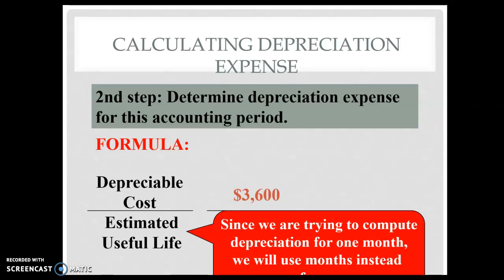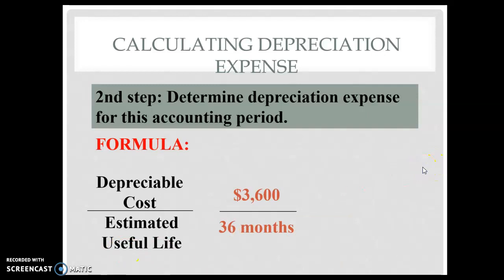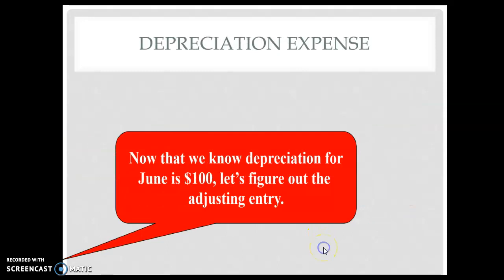Now, in this case, if we want to do adjusting entries at the end of the month, then we should put our estimated useful life in months. So 3 years is 36 months. So we would take $3,600 divided by 36 months. We get $100 per month.